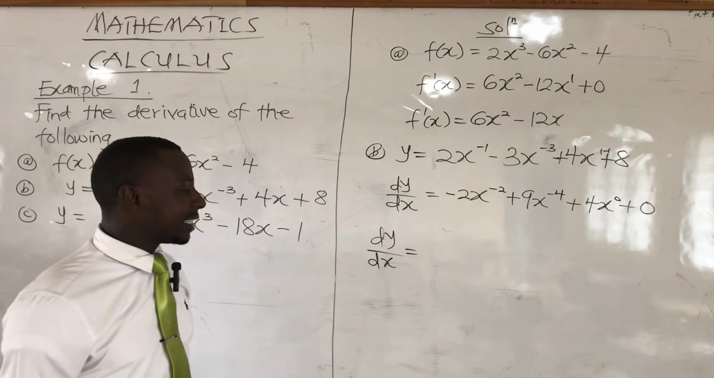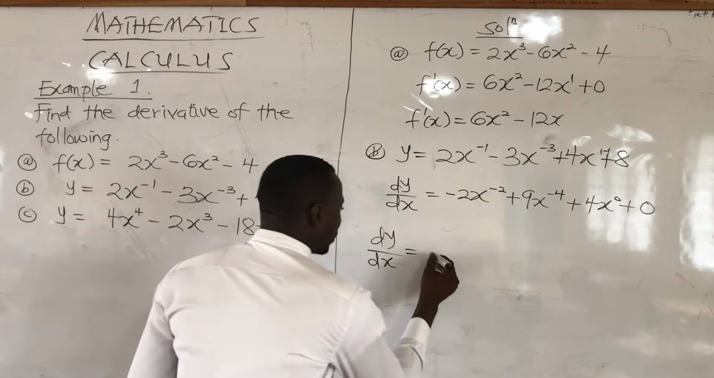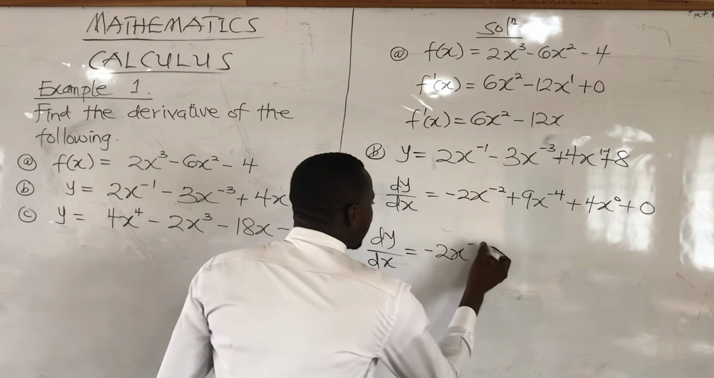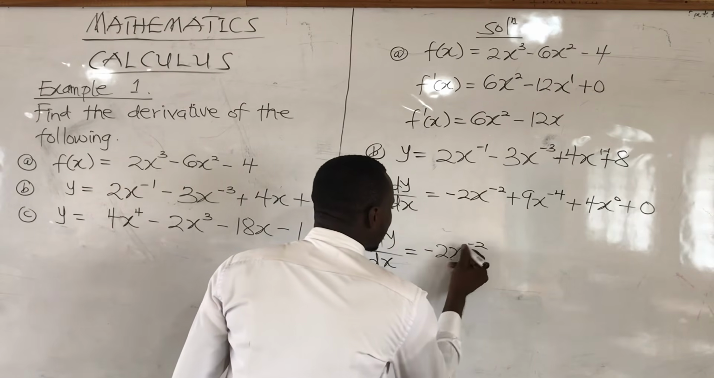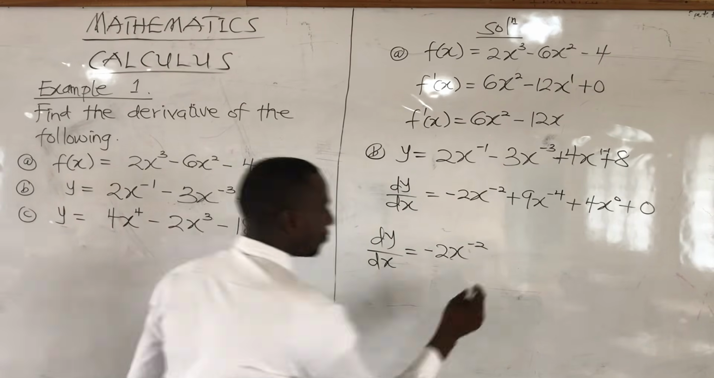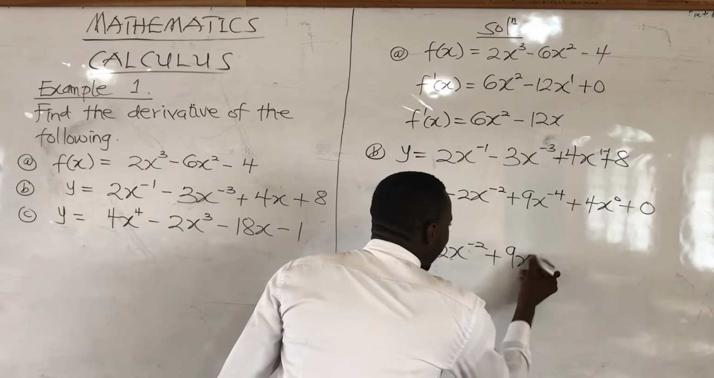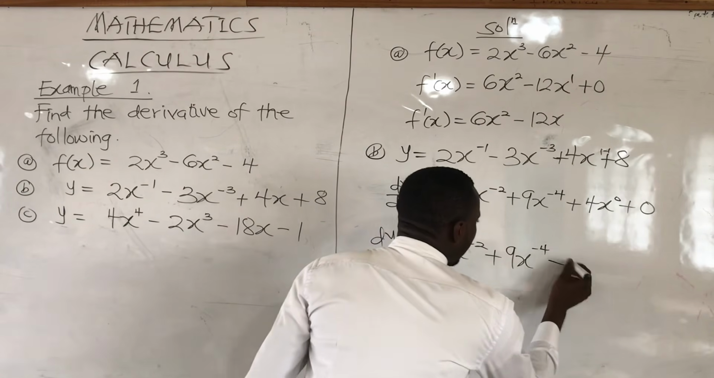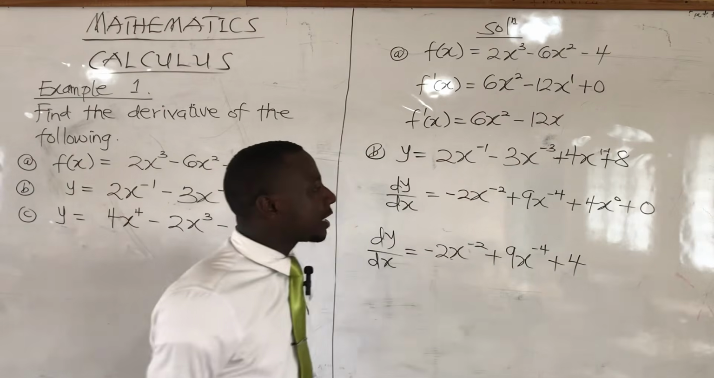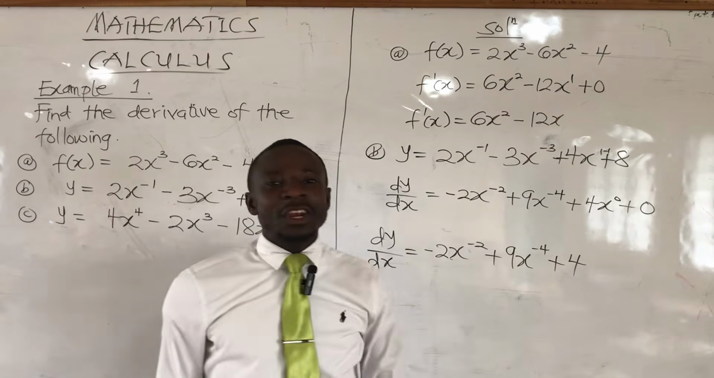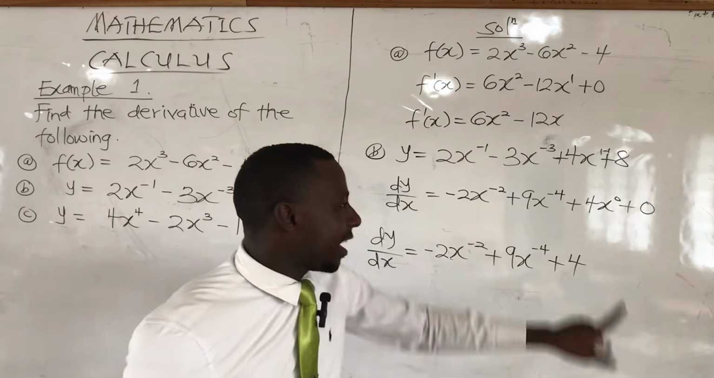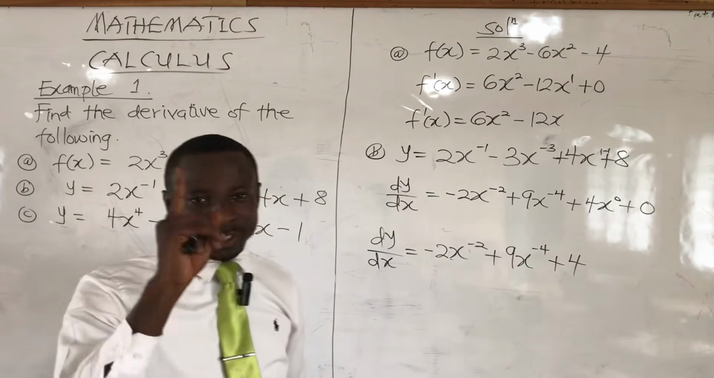So looking at the final answer, we are going to have minus 2x exponent negative 2 plus 9x exponent negative 4 plus 4, because any non-zero number exponent 0 is always 1.